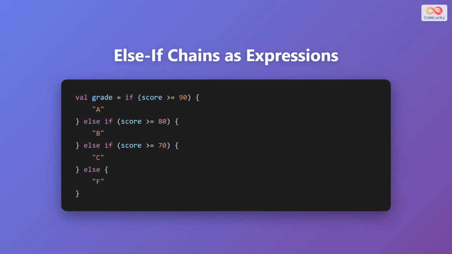You can chain multiple conditions using else if, and it still works as an expression. Here, you're assigning a grade based on score ranges. If score is greater than or equal to 90, it returns A. Else if score is greater than or equal to 80, it returns B. Else if score is greater than or equal to 70, it returns C. Otherwise, it returns F. Each branch returns a value, and the entire chain evaluates to one of these values which gets assigned to grade.